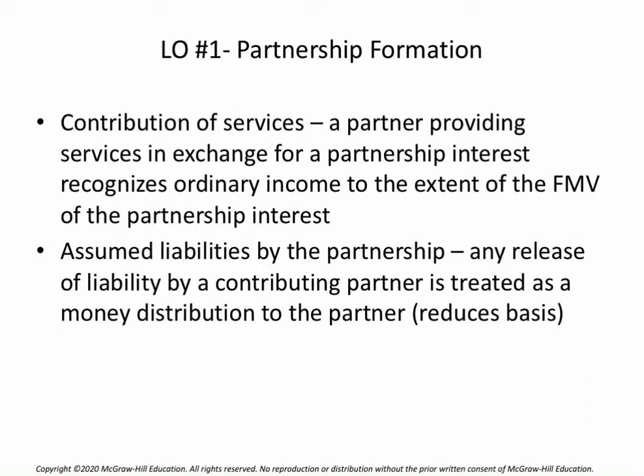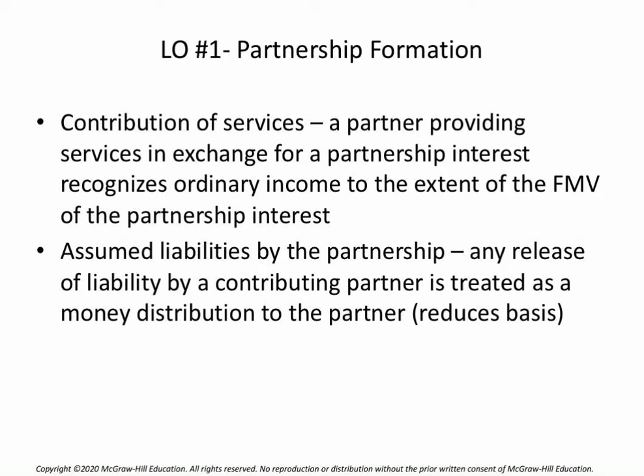The release of the liability would be treated as a money distribution to the partner. So that's going to reduce their basis in doing so. For example, if we had an $8,000 piece of property, fair market value of $10,000, but it had a $2,000 liability associated with it, and that was going to be taken over by the partnership itself. The partner would still have a third exposure to it, but 2/3 of that $2,000 would not be.